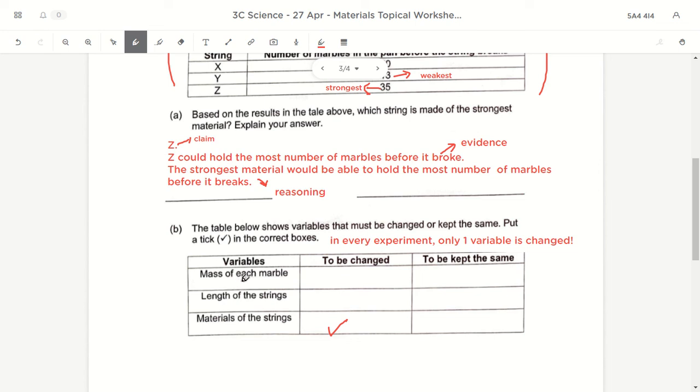Imagine you use 3 big marbles versus 3 small marbles. Definitely the one that has 3 big marbles will break first. But the answer in terms of number is just 3 for both. So you realize that the size of the marbles does matter, but in this case I'm testing the material, I'm not testing the marble. So I only change one thing, which is the material of the string. The mass of the marble must remain the same to be fair. The length of the string must remain the same to be fair. I only change the material because I'm testing which material is the strongest.